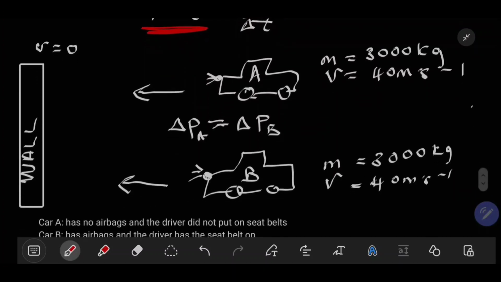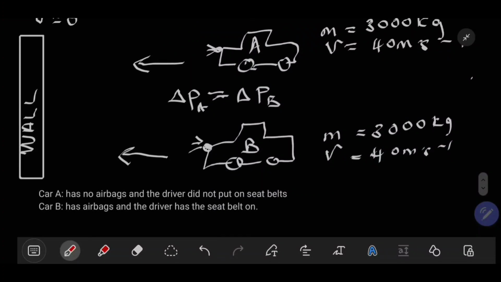Now car A has no airbags and the driver did not put on the seat belt. And car B has airbags and the driver had put on the seat belt. So car A is an old model car, and car B is a modern generation car. Now we want to know how the drivers will be affected immediately when the cars hit the wall.